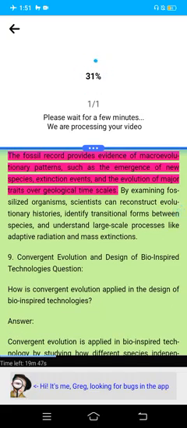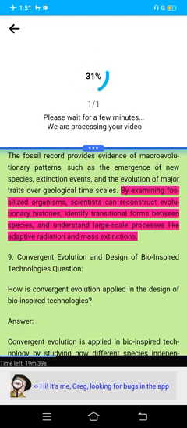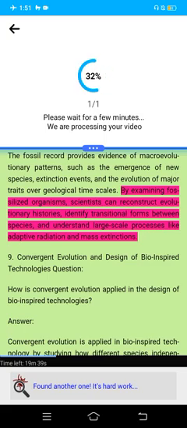The fossil record provides evidence of macroevolutionary patterns, such as the emergence of new species, extinction events, and the evolution of major traits over geological timescales. By examining fossilized organisms, scientists can reconstruct evolutionary histories, identify transitional forms between species, and understand large-scale processes like adaptive radiation and mass extinctions.